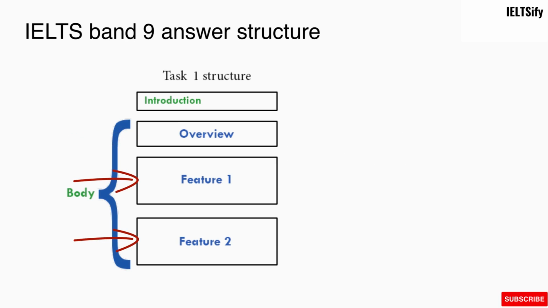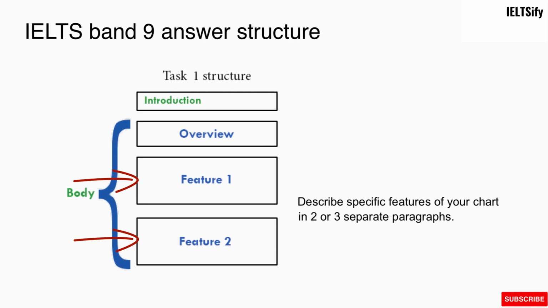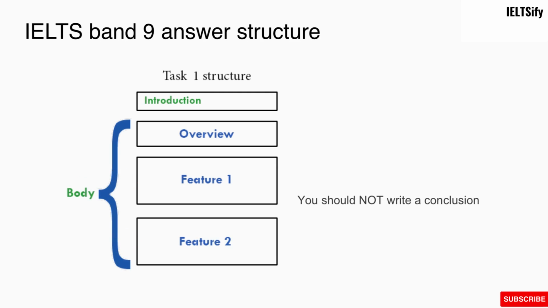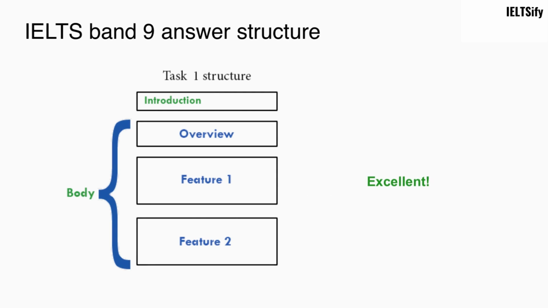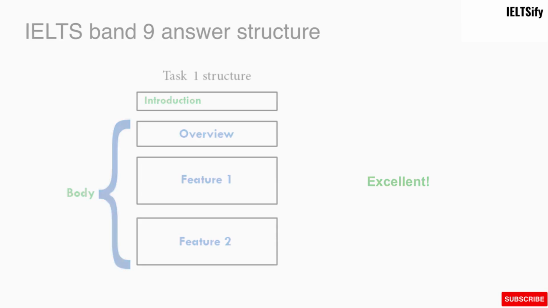Then, you should describe specific features of your chart in 2 or 3 separate paragraphs. You should not write a conclusion in Task 1 because you are not asked to give your personal opinion, and you have already summarized the information in the general overview. Excellent! Now you know the answering strategy, so let's start writing our Band 9 answer.